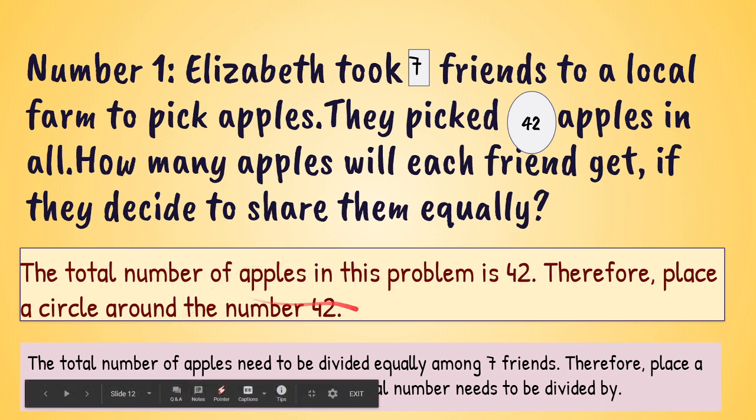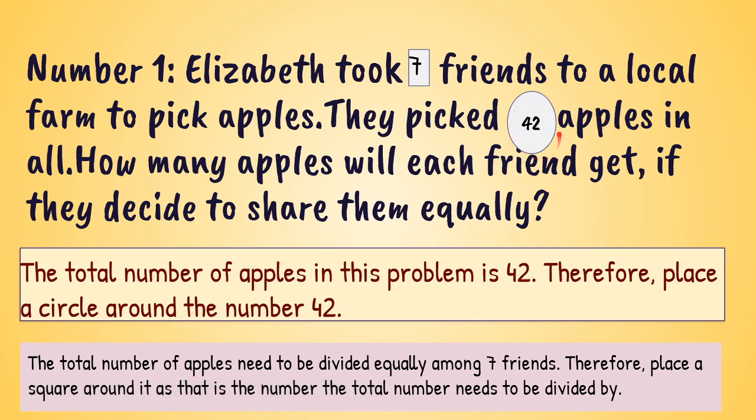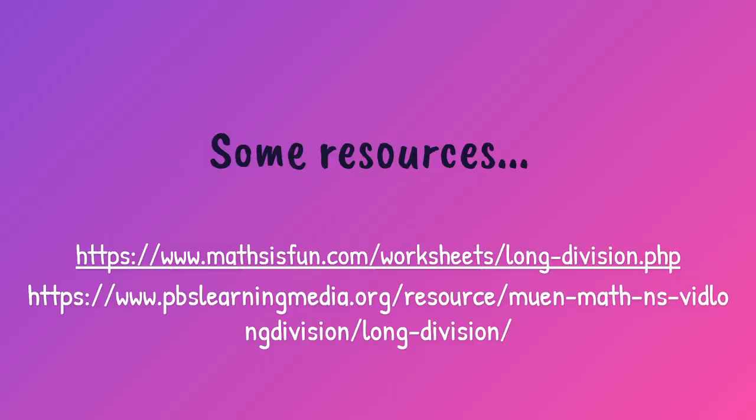So the total number of apples in this problem is 42. Therefore, we're going to place a circle around the number 42. We got that. We're good. Okay? Finally, the total number of apples needs to be divided equally among 7 friends, right? So remember, that's the divisor. Therefore, we need to put a square around it, as that shows us what we need to divide by. So from these 2 basic steps, we're good to go, all right?